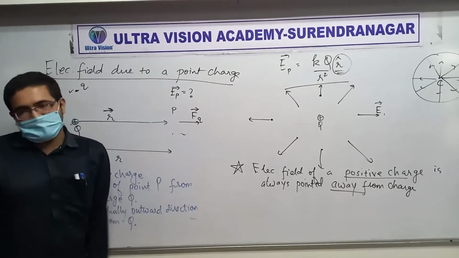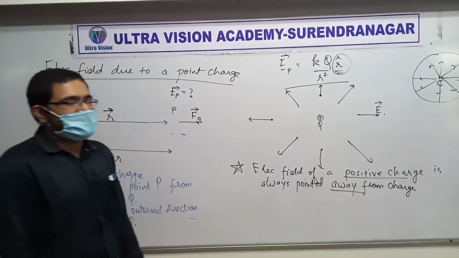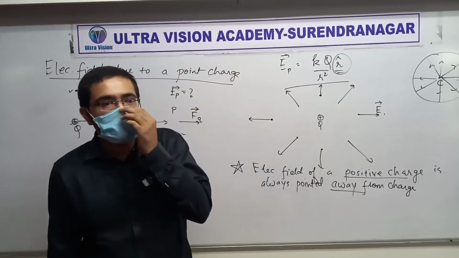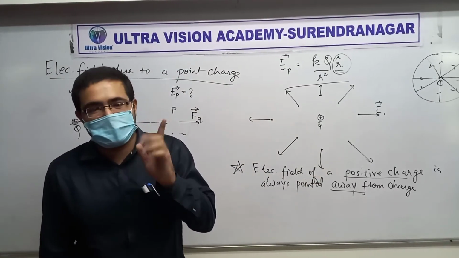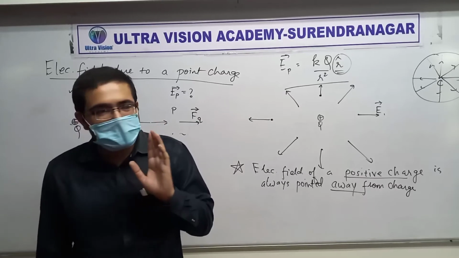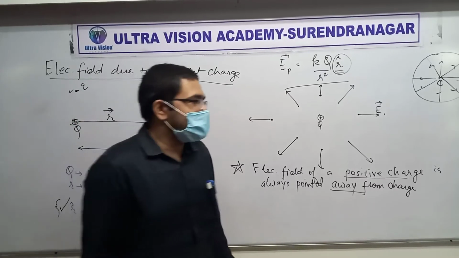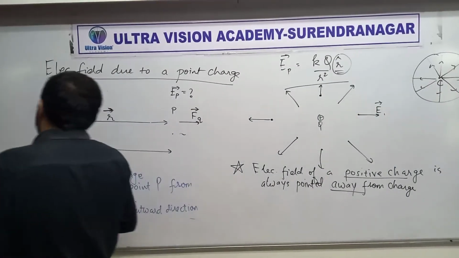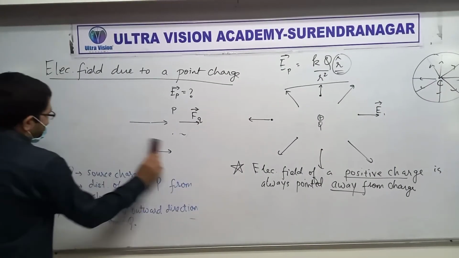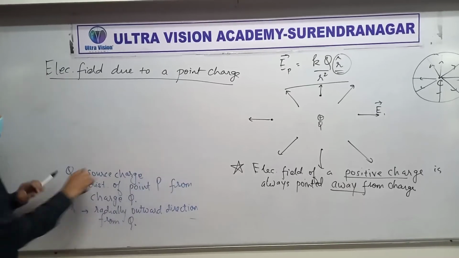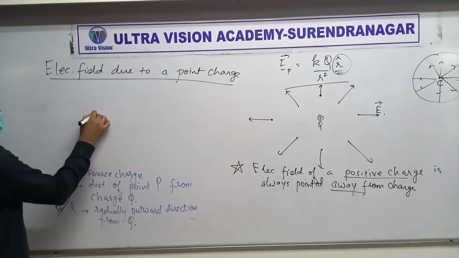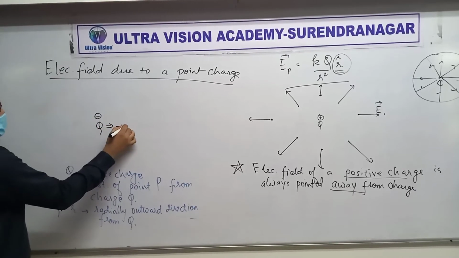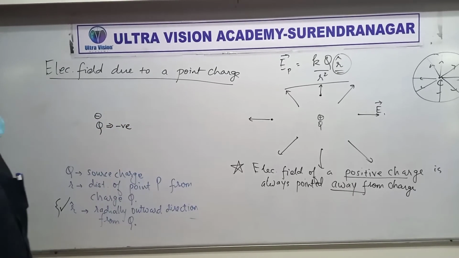Look at the diagram here: the electric field is pointing away from where? Away from the positive charge. Got it? Sure? Let's try to draw and understand what's going to happen for a negative point charge. Suppose instead of plus q, there was some q which itself was negative, right? This q itself is negative.